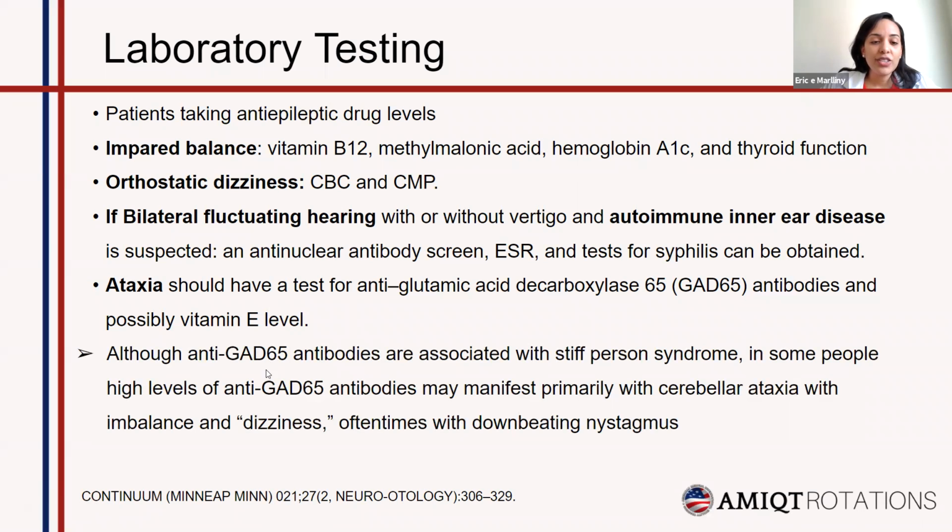Remember that the anti-GAD65 antibodies are associated with stiff person syndrome, but in some cases, they can manifest primarily with cerebellar ataxia, with imbalance and dizziness, and oftentimes, like we saw on the last slide, downbeating nystagmus.